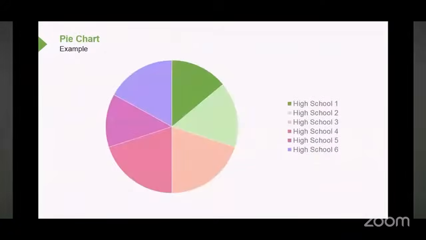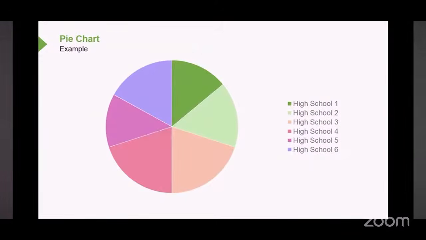Here's the pie chart of the high schools in our sample. What we see is that each high school corresponds to a different color, and the size of the slice corresponding to each high school is representative of the relative frequency of that high school in our sample. So those are some examples of how we can summarize categorical data graphically.